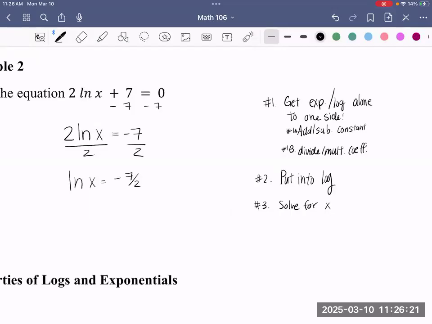Now we can put it into your log by swooping, right? We have a little hidden e here, come up and around and land on x. So you have x, oops, so sorry. We have to write e to the negative 7/2 is equal to x, and then we fully solved it. So you can, if you want to, take it a step further and put e down in the denominator and make it positive.